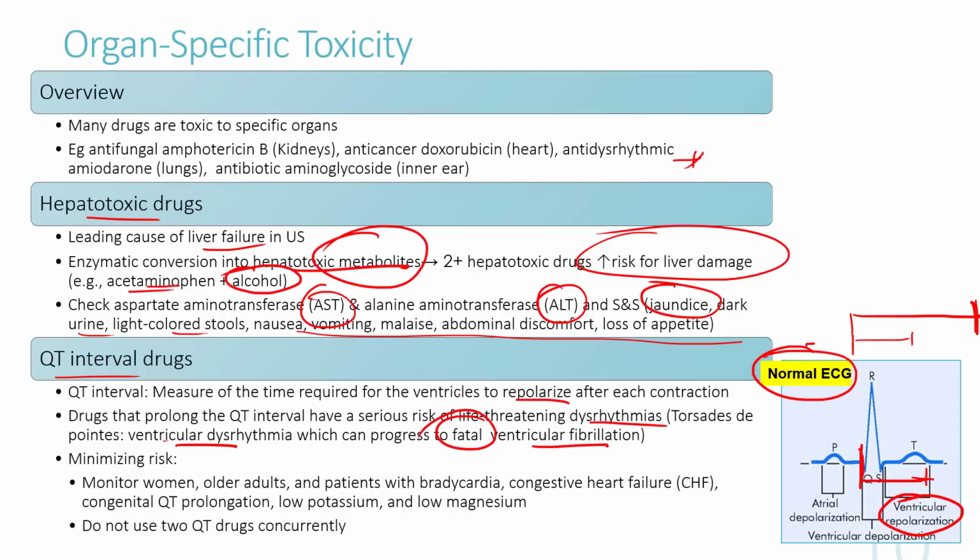So some strategies to monitor the patient and minimize risk: it's important not to use two drugs that can prolong the QT interval at the same time, and to monitor populations of people: women, older adults, patients with low heart rate, congestive heart failure, congenital QT prolongation, low potassium and low magnesium. You can see that it's quite a large proportion of an average population. Again, these are just some strategies to minimize risk of drugs that may cause liver failure and prolongation of the QT interval.